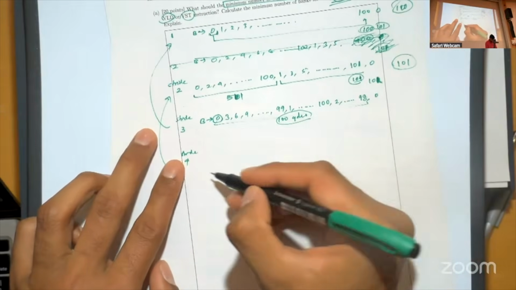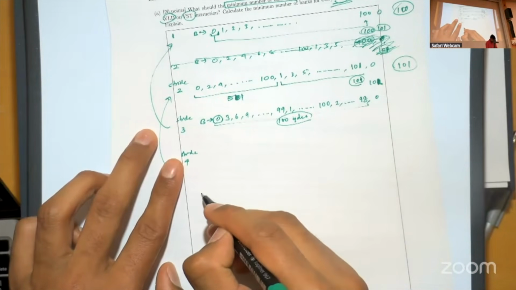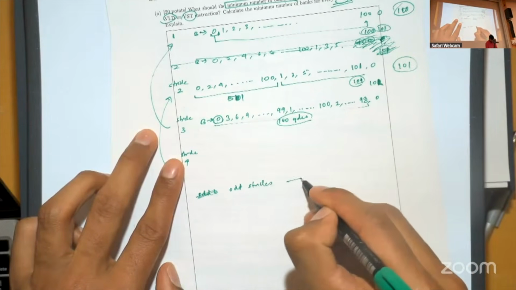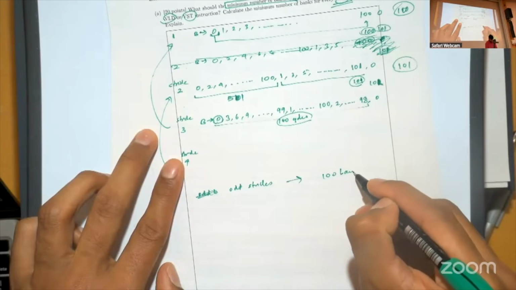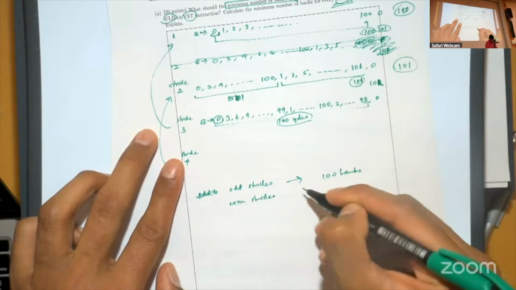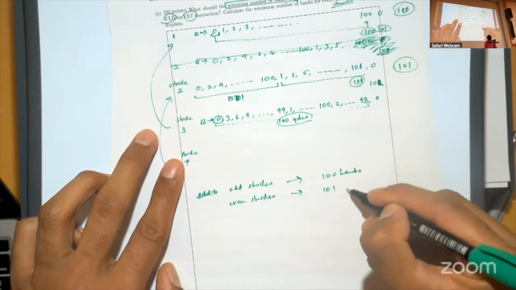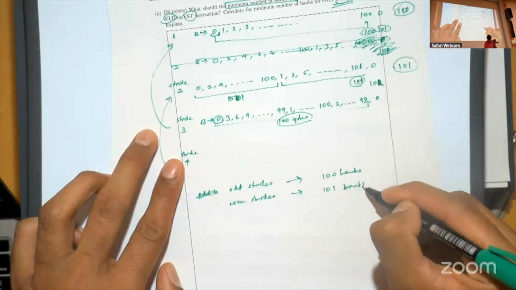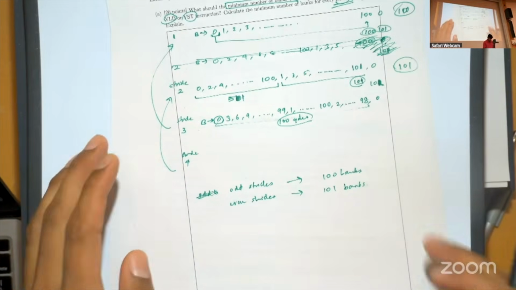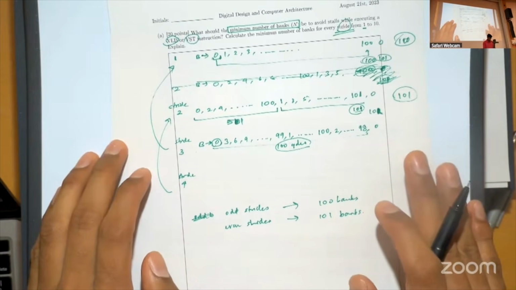So what you will arrive at is that for all odd strides, you would need 100 banks. And for all even strides, you would need 101 banks. And that's how you could solve it, one possible way of solving it.